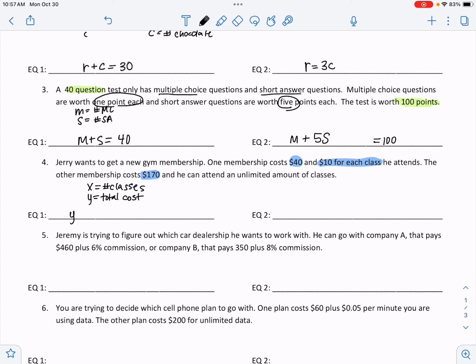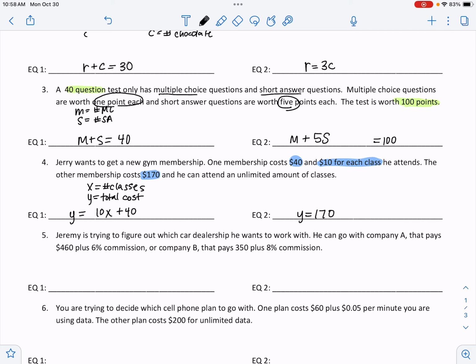And so that first equation, the first gym membership, costs a fixed rate of $40 plus $10 per class. So you can write 40 plus 10x, or you could write 10x plus 40 if you want to put it in slope-intercept form. The second membership costs 170 flat, not per class, 170 in unlimited classes, so it doesn't depend on classes. X isn't even a part of that equation.